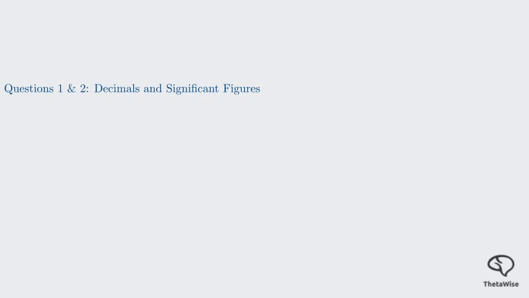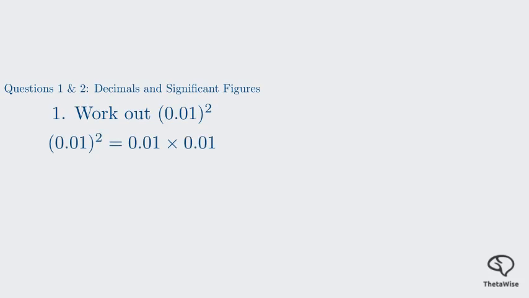For question 1, we need to calculate 0.01 squared. When squaring a decimal, remember that the number of decimal places in the answer is the sum of the decimal places in the numbers being multiplied. Since 0.01 has 2 decimal places, our result must have 4.